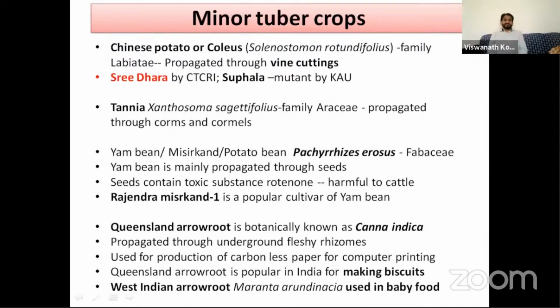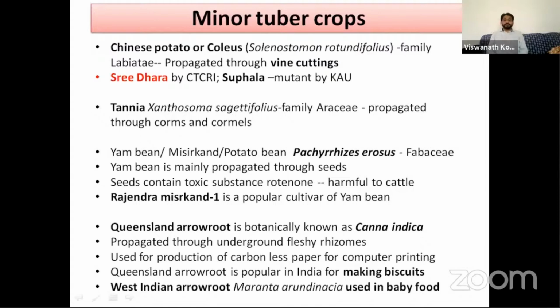Chinese potato, Coleus. And tannia, Xanthosoma sagittifolium. Yam bean is very popular in Bihar and West Bengal. The yam bean tubers are generally used for salad purposes, very sweet. You can eat them raw. The important thing is that yam bean is a leguminous tuber crop. It belongs to the family Fabaceae, Pachyrhizus erosus.